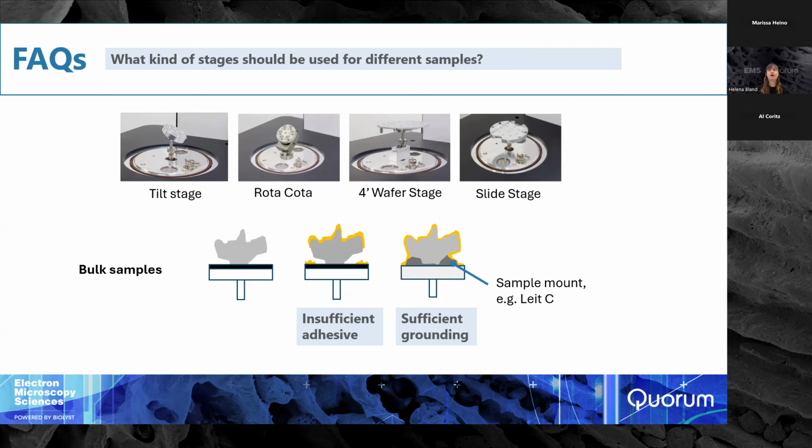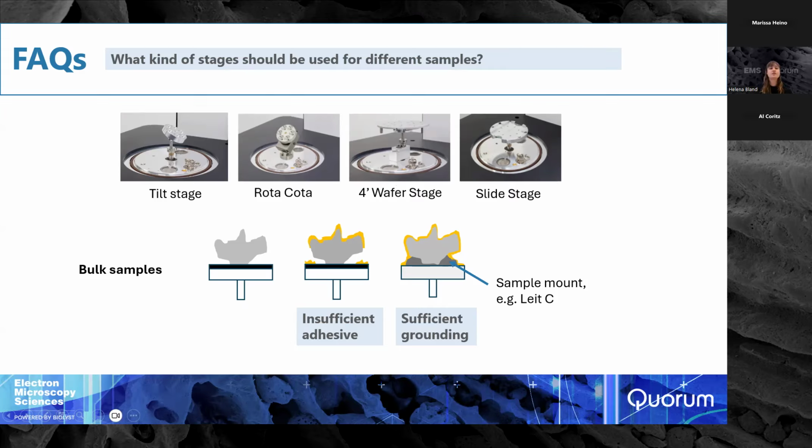So definitely if you're working with powders or anything like butterfly wings, anything with a complex 3D structure that has ridges, then you want to think about having a planetary stage such as the rotocoater. We then have our 4-inch wafer stage, which is designed specifically for wafers or for any samples up to 4 inches in diameter. And finally, we have stages suitable for slides as well as for cover slips, but I don't have that shown in the images.